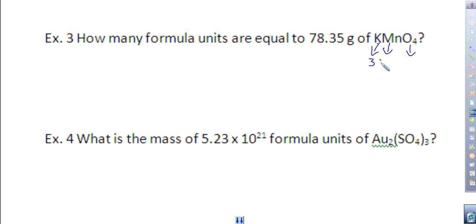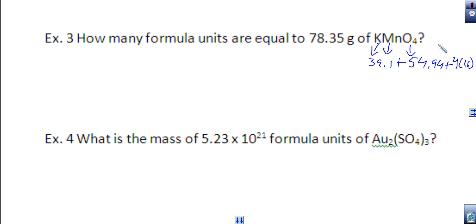So it's 39.1 plus Mn, which is 54.94, plus 4 times 16. That gives you a gram formula mass of what? Alright, so it's 158.04 grams per mole.